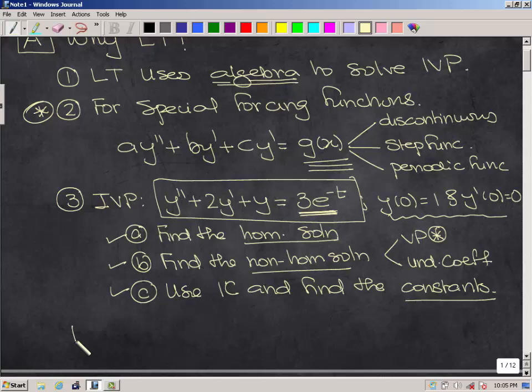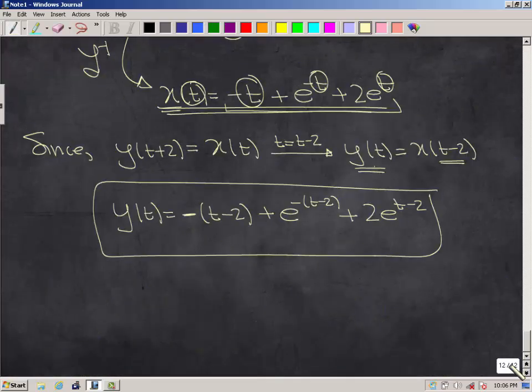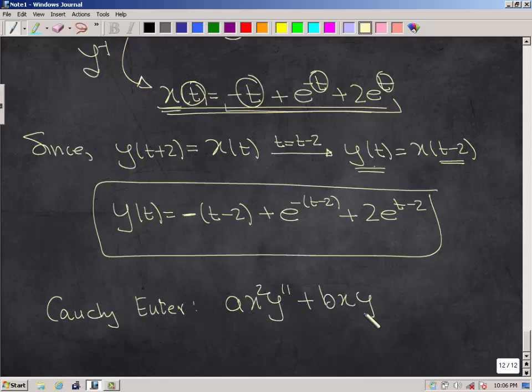Okay, one of the other things we can do with Laplace transform is solve variable coefficient problems. Remember, in chapter 4, we solved one particular type of variable coefficient problem, but now we can also solve other types. The one particular type that we solved in chapter 4 was the Cauchy-Euler. It was very specific. It was what? A times x squared y double prime plus b times x y prime plus c is equal to some forcing function.